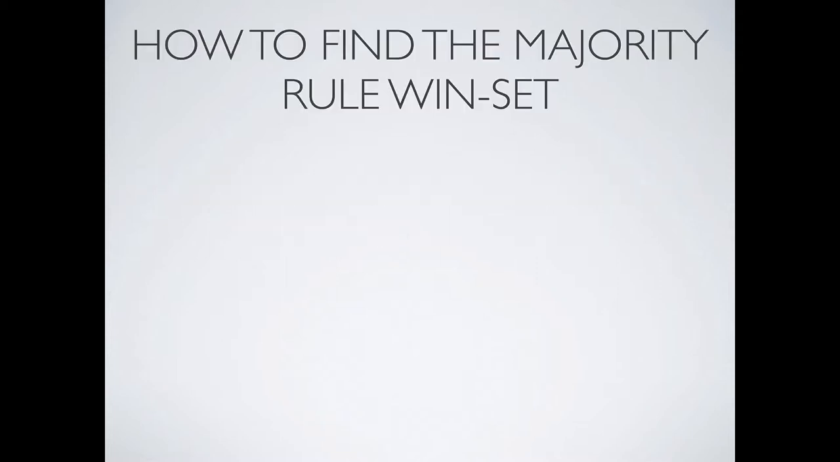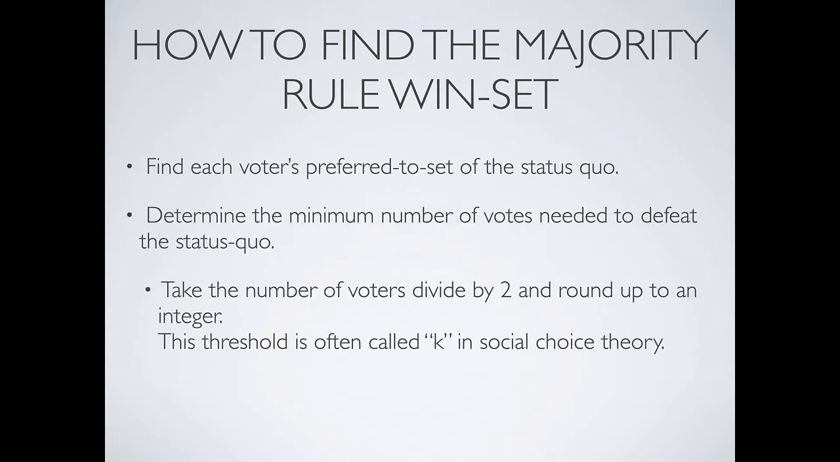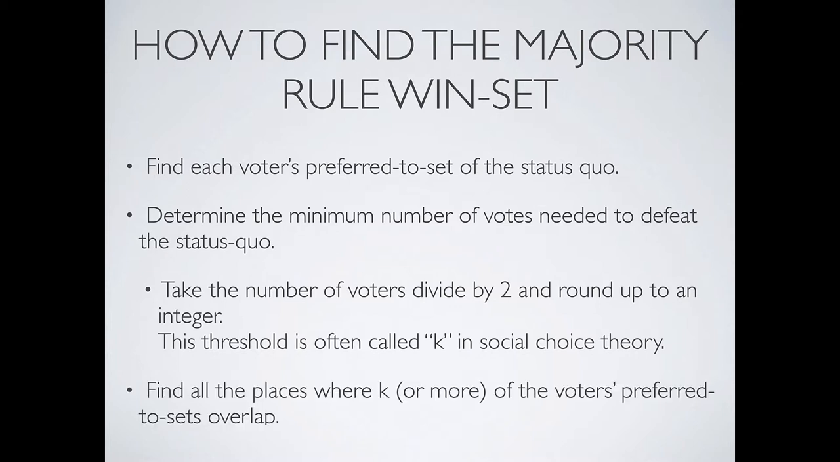So how do we find the majority rule WinSet? Well, find each voter's preferred-to set for the status quo. Determine the minimum number of votes needed to defeat the status quo. So we take the number of voters, divide by two, round up to the nearest integer. This threshold is often called K in social choice theory. Then we find all the places where K or more of the preferred-to sets overlap.